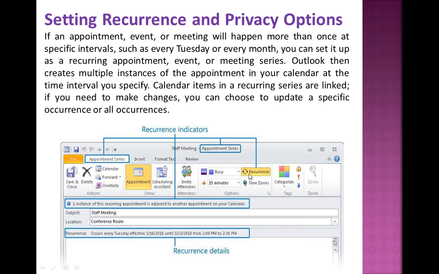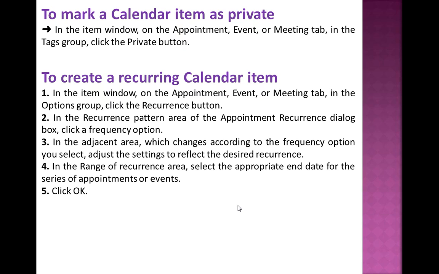recurrence option. This is the recurrence option. You can click on it and then automatically the meeting or the event or the appointment will occur within every time specified in the interval. If you need to make changes, you can choose to update a specific occurrence or all occurrences. This is how we can give the occurrence. This is recurrence. One of the recurring appointments is adjusted to another appointment in the calendar.